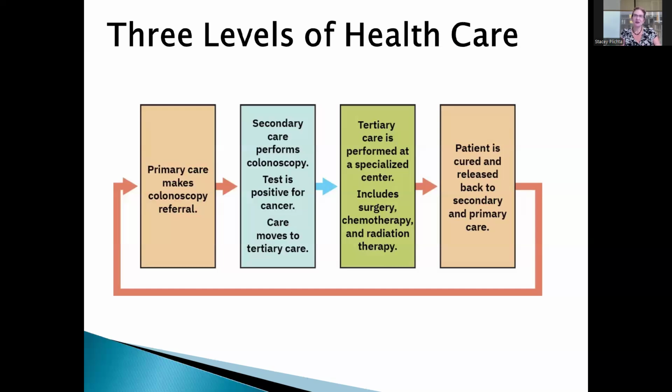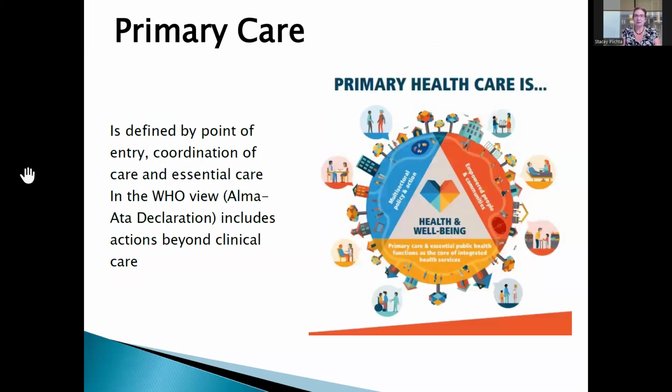Even while the tertiary care is happening, the person may still be going to their primary care physician to help them do things like manage the side effects of the drugs or address any other illness or injury that might come up. So primary care is defined also by the point of entry, by the coordination of care, and by the essential care. And I want to point out that we started off the class talking about the World Health Organization, the Alma Ata Declaration, about the importance of primary care.